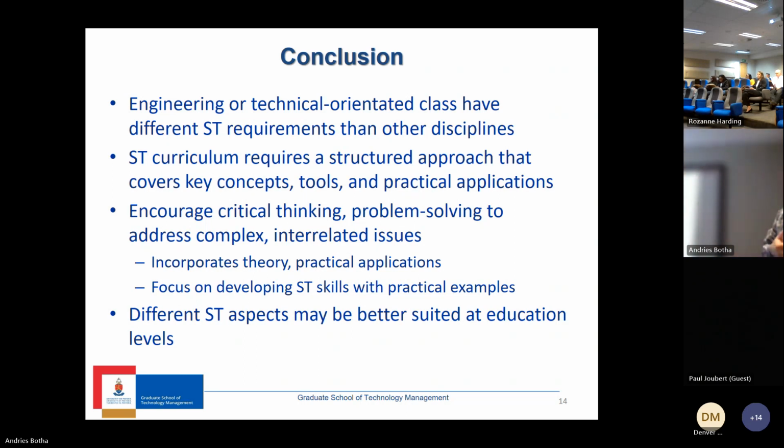Your curriculum requires a structured approach, covering all the key concepts. I have to focus on encouraging critical thinking and problem solving, getting more practical applications that they can look at, and then to help them focus their systems thinking skills. And I think these skills are something that you need exercising to get good systems thinkers.